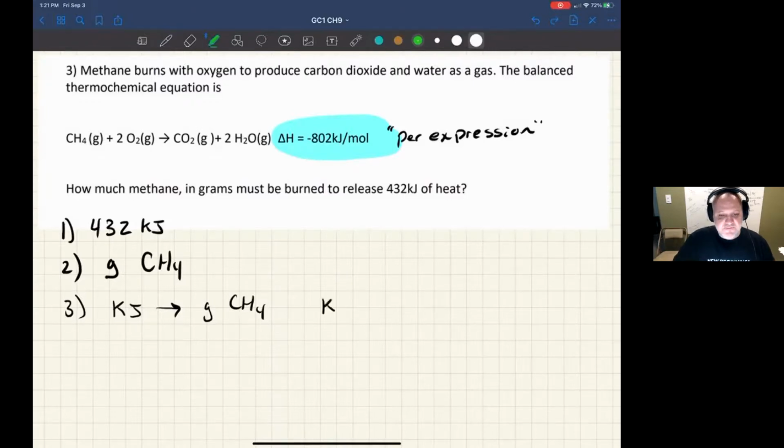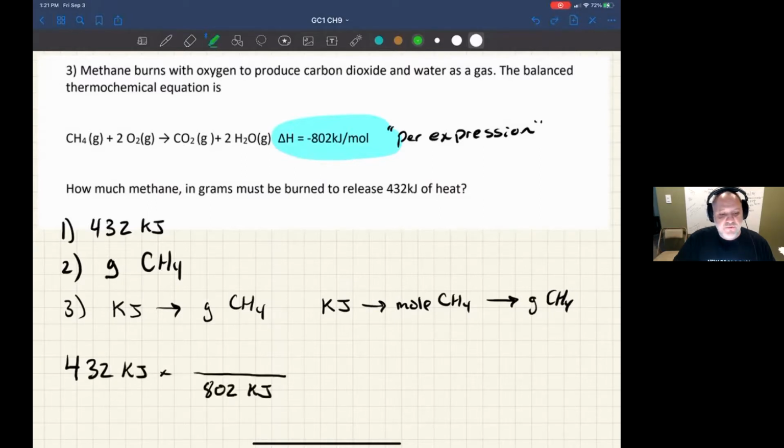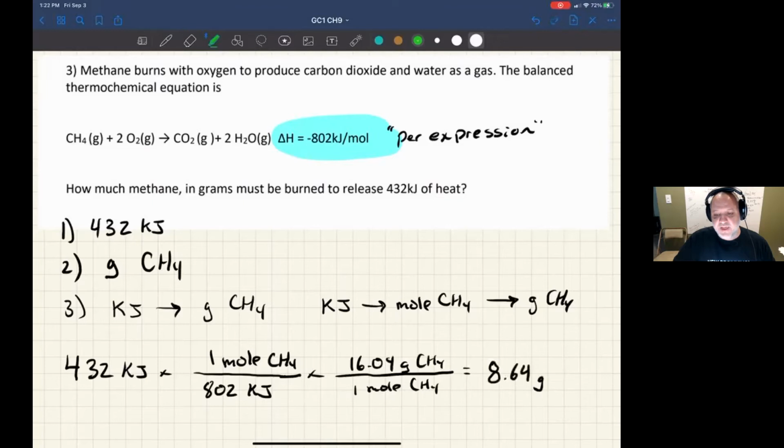So then that means the step-by-step plan is to go from kilojoules to mole of CH4, and then mole of CH4 to grams of CH4. So let's put it together. 432 kilojoules, 802 kilojoules released per 1 mole of CH4, and then the molar mass of CH4 is 16.04 grams. And then putting that into my calculator, I get 8.64 grams of CH4 must be burned to release 432 kilojoules of energy. Okay, that's it.